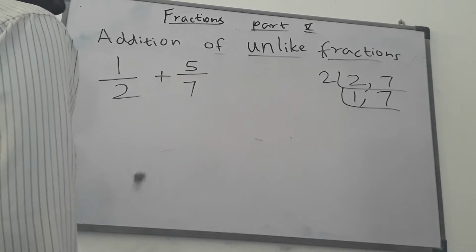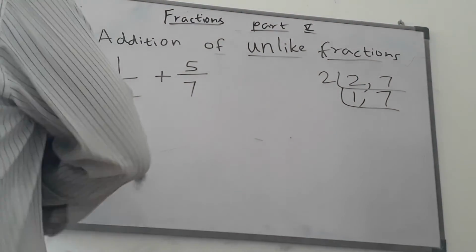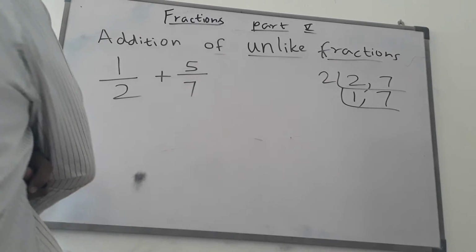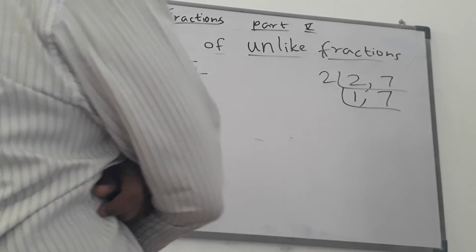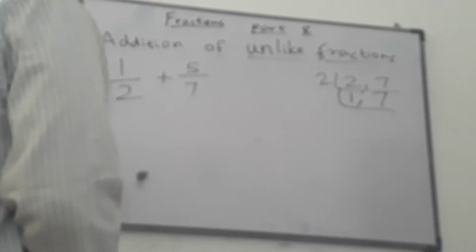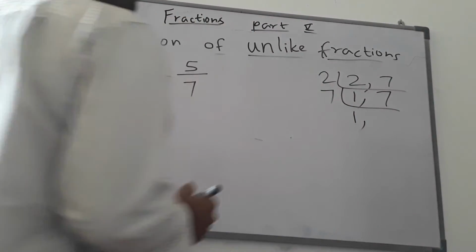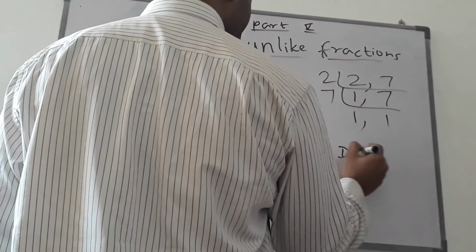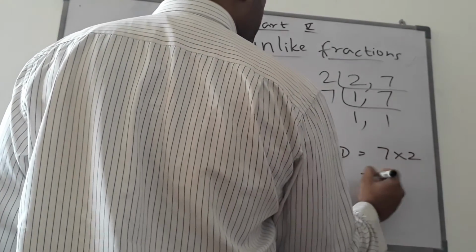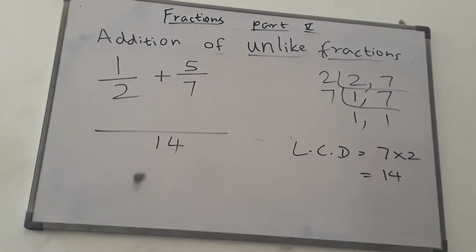Now we have to check which number we can divide 7 by. Next prime factor is 3. 7 is not divisible by 3. After that, the next prime factor is 5. We can't divide 7 by 5 as well. Then we have to go to the next prime number, that is 7. We will keep the 1 the way it is. 7 is 7 times 1. So, least common denominator here is 7 times 2. Answer is 14. So, we have to take 14 as the common denominator.